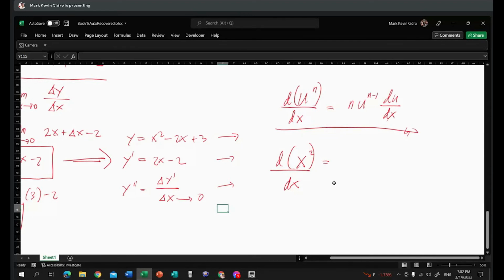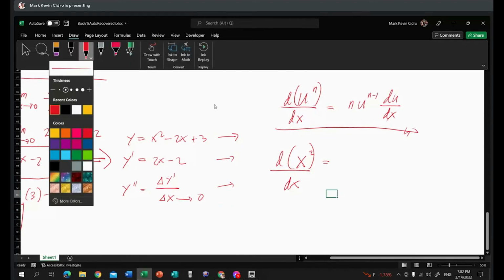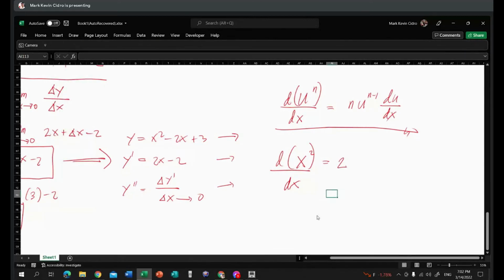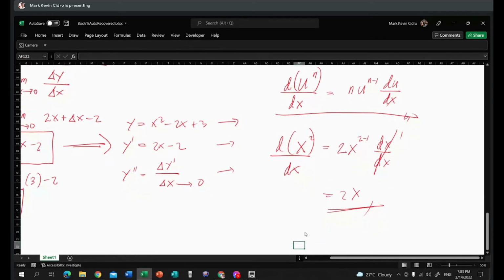Using this formula, your n is 2. If you write it here, this will be 2, and your u is x. You subtract 1 from your n. This is n, which is 2, 2 minus 1, multiplied by the derivative of u. Your u is x, dx over dx. dx over dx is 1. So this is 2x. So ibig sabihin, the derivative of x squared is just equal to 2x. Nakita niyo?